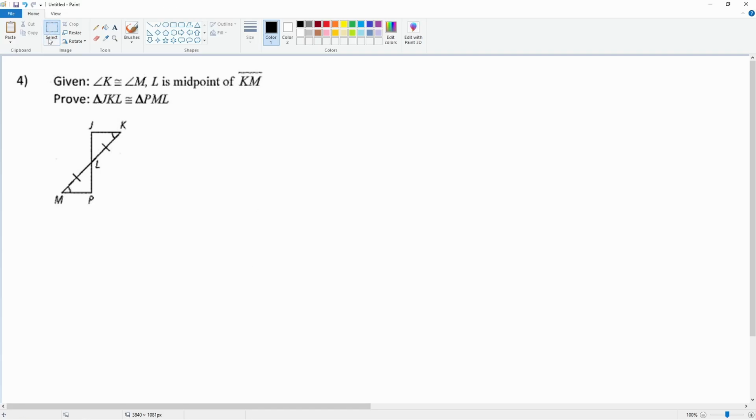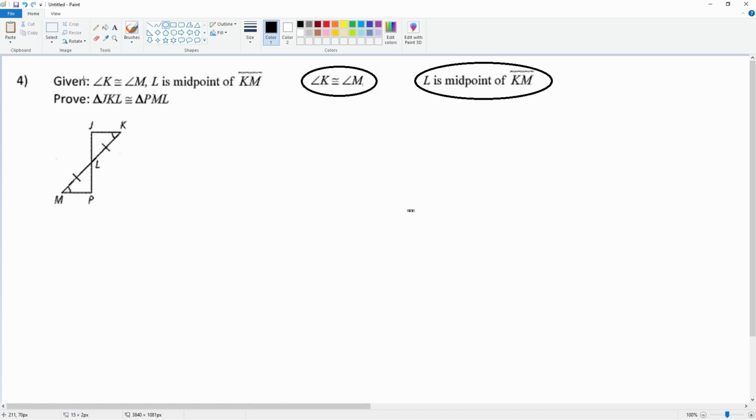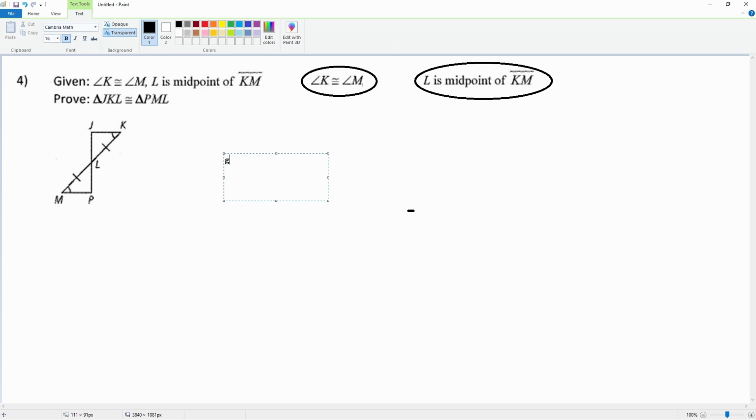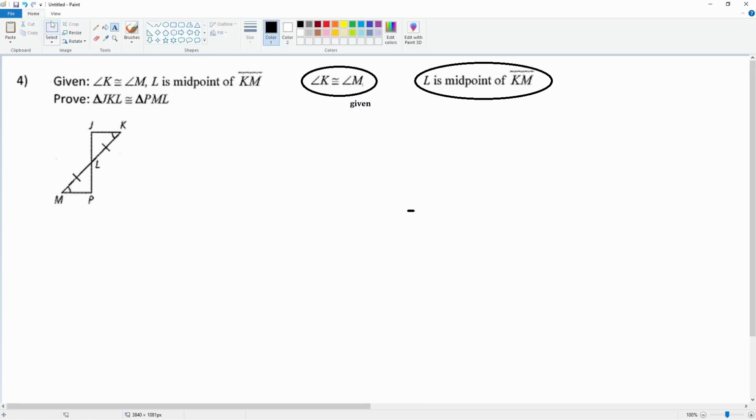Okay, we have question 4. Well, let's put each one of them as our given. All right, so let's set up the givens first. So those are our 2 givens. We put them in the bubble. We write the word given for them because those are our givens.